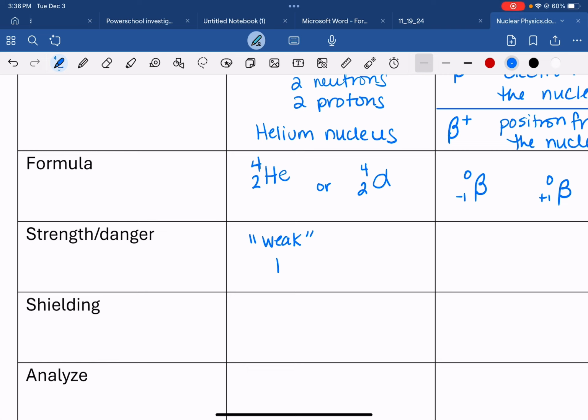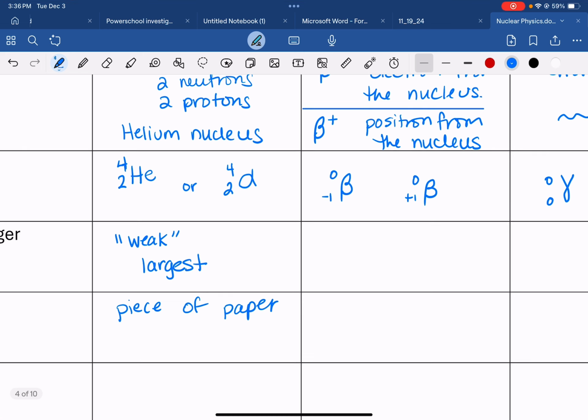It is a large emission. It's the largest of all the emissions. So it's going to be shielded fairly easily. So we could say a piece of paper could easily shield that, meaning that it stops it from moving.